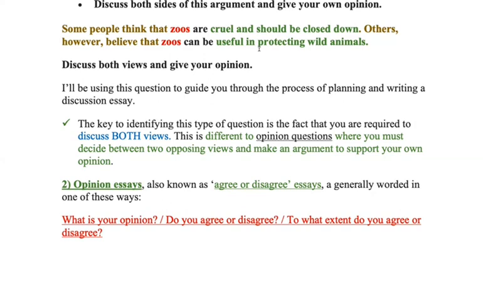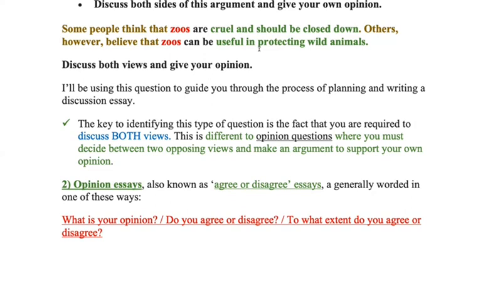So here, the question: discuss both views and give your opinion. So you need to discuss the idea that zoos are cruel and should be closed down, that's one point. And the second point is that they are useful in protecting wild animals. And then you must give us your opinion, what you think about it. It doesn't matter if you agree with the first one or the second one, but you must discuss both of them.